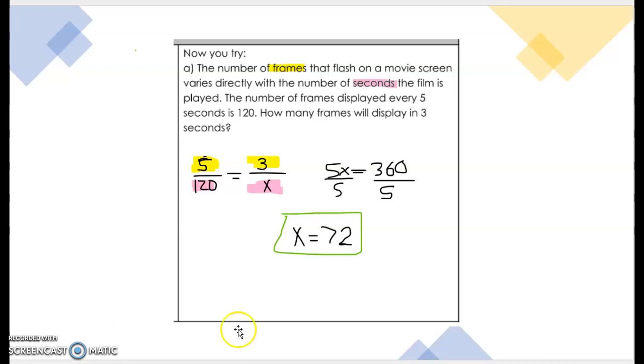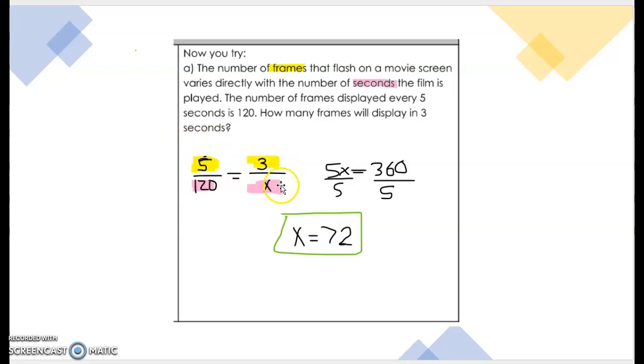I want you to try the final example. Just read it to yourself and try it. So the number of frames that flash on a movie screen varies directly with the number of seconds. So you have frames over seconds equals frames over seconds. So pause me and go ahead and do that. Try not to look and see if you can get it set up. And so you should end up with 5 over 120 equals 3 over x.